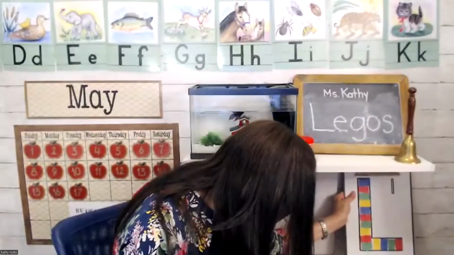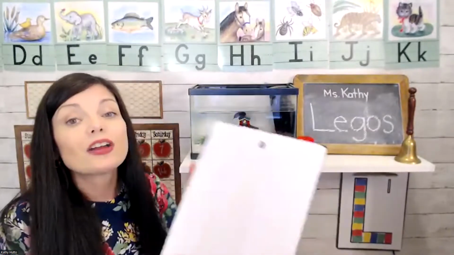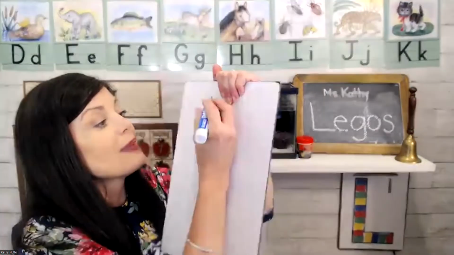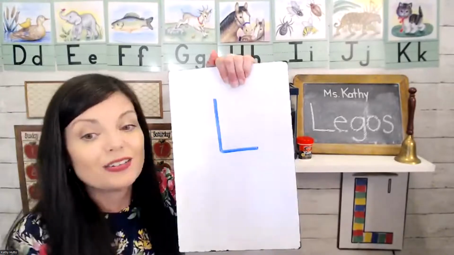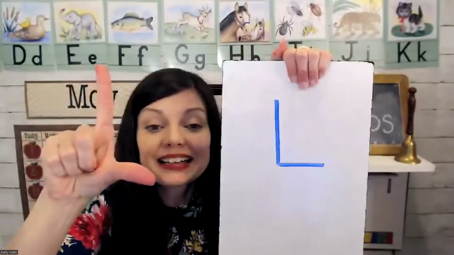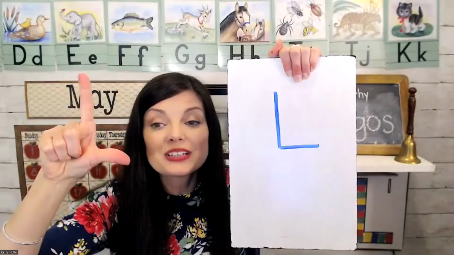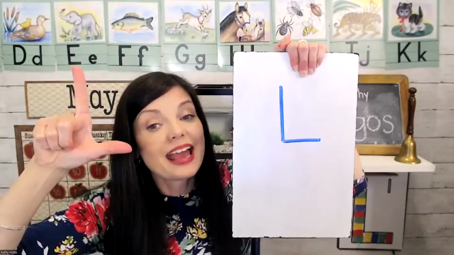So now that we can recognize letter L, let's learn how to write it. Letter L couldn't be easier. All you have to do is make a number 1 and slide out like that. You can even make a letter L with your fingers. Put your pointer up and your thumb out. That's the letter L, uppercase.